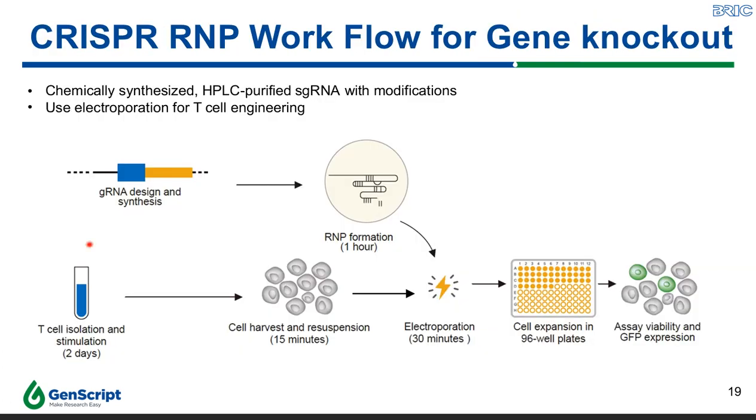Right. So here I show you the workflow of how the RNP system can accelerate and simplify the entire gene knockout workflow, taking the T cell as an example. What you need to do is to design a guide RNA, with some modifications in order to make it stable, and then mix it with the Cas9 endonuclease for 1 hour in order to form the RNP. While waiting, the T cells can be isolated and resuspended in the electroporation buffer. After 1 hour, the newly formed RNP can then be mixed with the cells in the electroporation buffer and electroporated for 30 minutes, followed by cell expansion in a 96-well plate or downstream analysis.